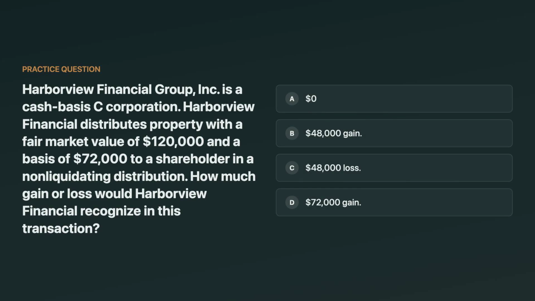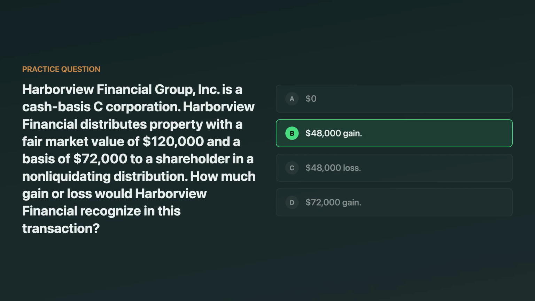Harborview Financial Group is a cash-basis C corporation. It distributes property to a shareholder in a non-liquidating distribution. The property has a fair market value of $120,000 and a basis of $72,000. How much gain or loss does Harborview recognize on the distribution? The choices include 0, a $48,000 gain, a $48,000 loss, or a $72,000 gain. Think about it.